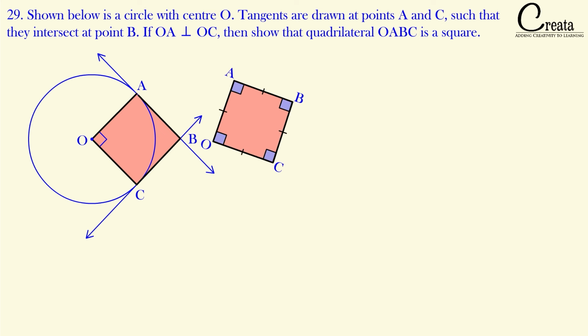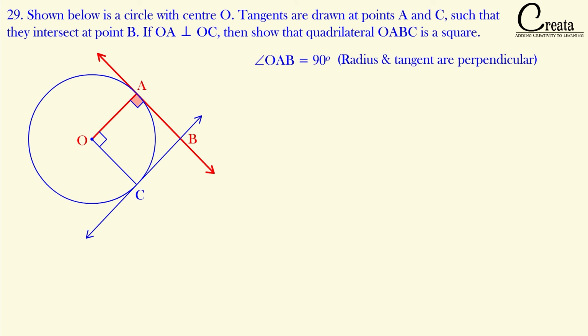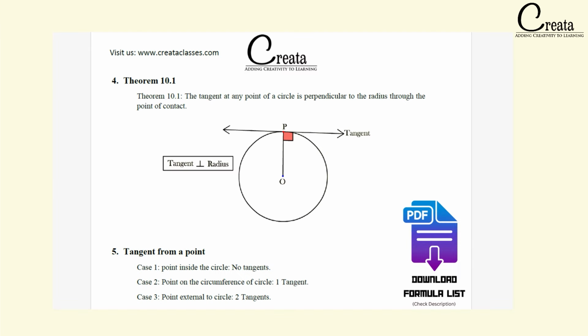So let's proceed. Here AB is given as tangent and OA is the radius of the circle. We know the radius and tangent are perpendicular to each other. So this angle will be equal to 90 degrees. These concepts of the tangent belong to the chapter Circles. We have a PDF of the formula and concept list. Check out the link in the description.